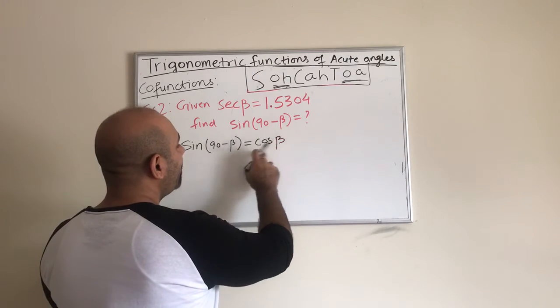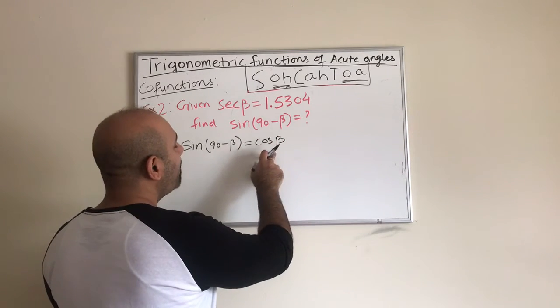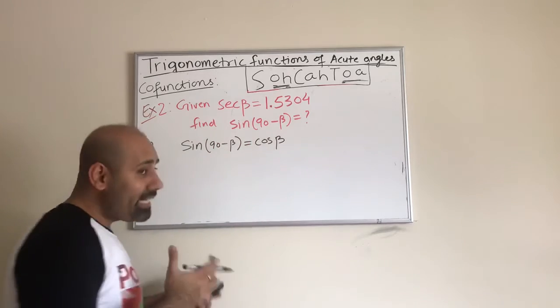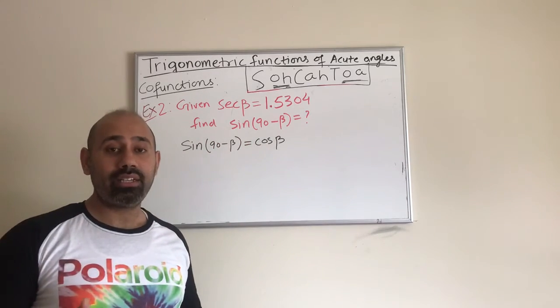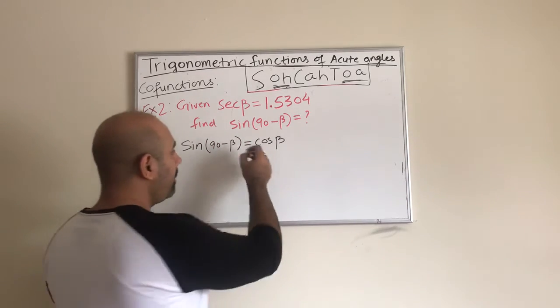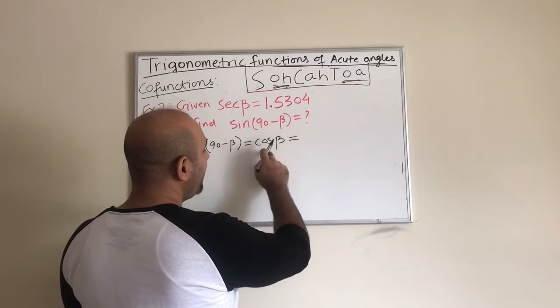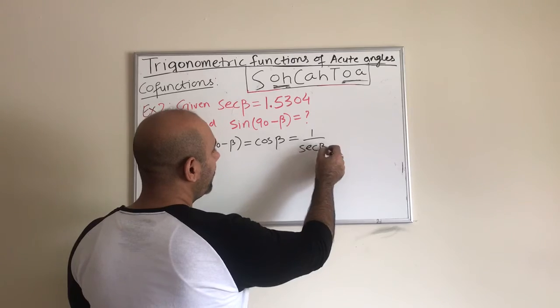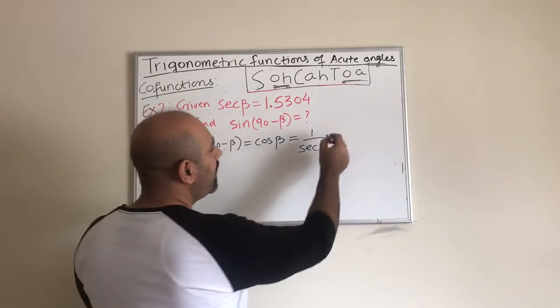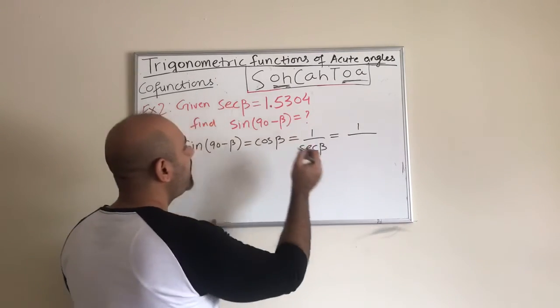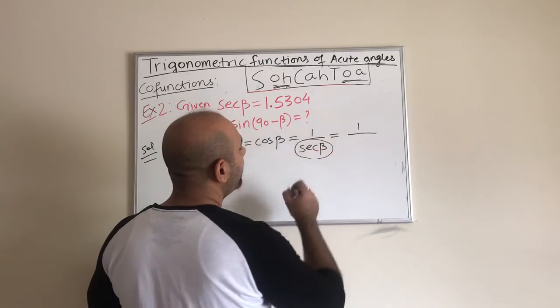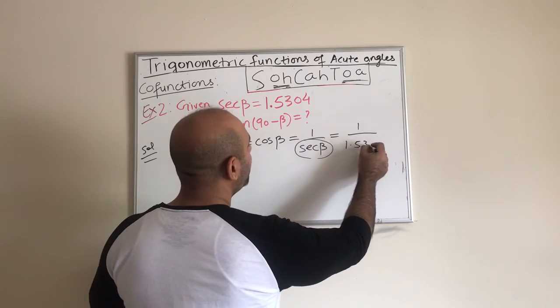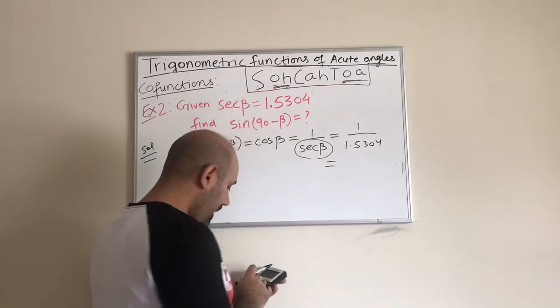And it is good that we got this in terms of cosine of beta, because we know cosine and secant are related to each other. They are the reciprocals of each other. So if this is equal to cosine beta, then this in turn is equal to 1 over secant of beta, right? Because they are reciprocals of each other. Now we already have the value for the secant, so I just got to replace this secant beta in the denominator by 1.5304. So I got to divide this.